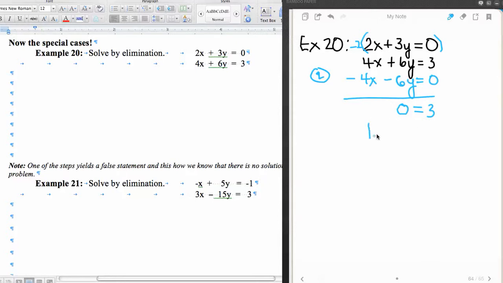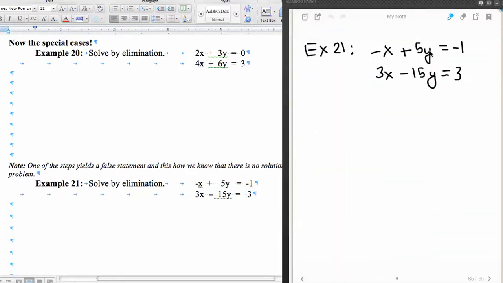And what I see here is a false statement. And when I have a false statement, I want to remember that that means there is no solution for these. So I'm going to write that this is a null set, and that's going to be my solution. Remember, false isn't your answer, 0 equals 3 isn't your answer, saying that it's an inconsistent system is not an answer either, just the null set is your answer.